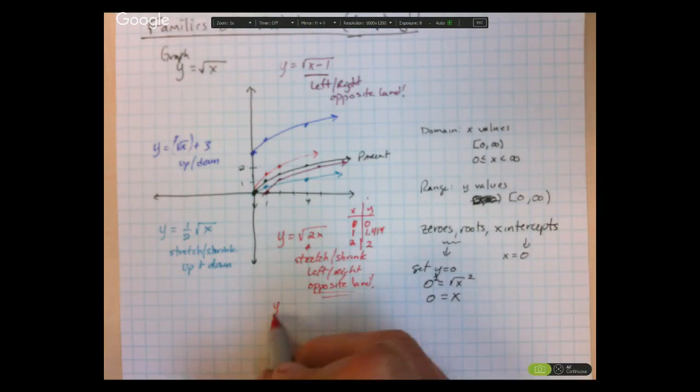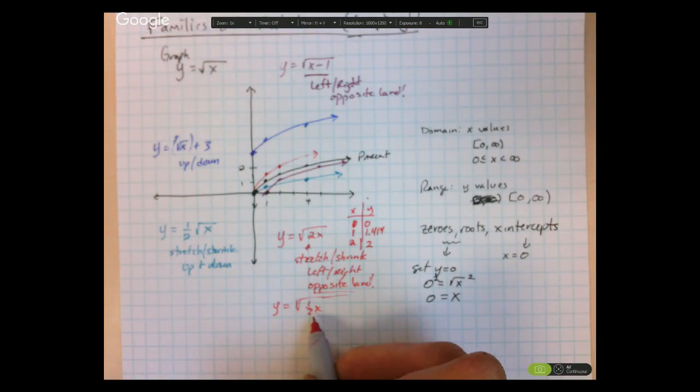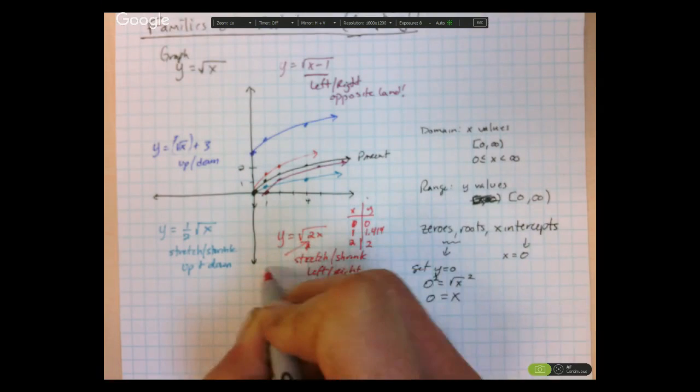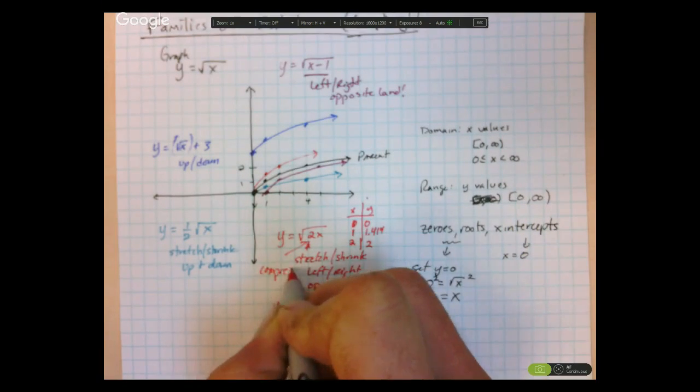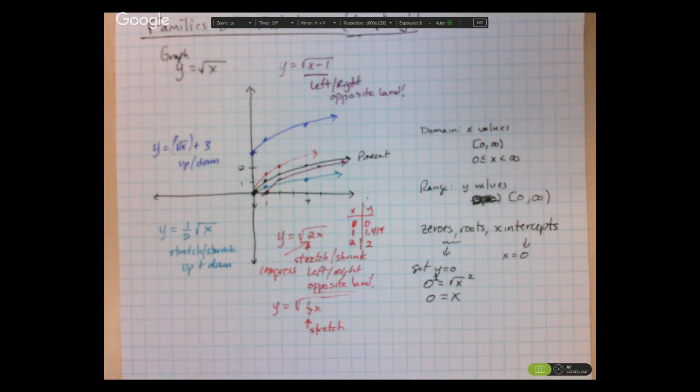So it's a compression by a factor of 2. If I put 1/2 x, it would be a doubling, so it would be a stretch times 2, or a compression times 1/2. So a fraction is a stretch. This is a compress. You can think of it as kind of a spring. So those are the 4 ways we can move graphs around.